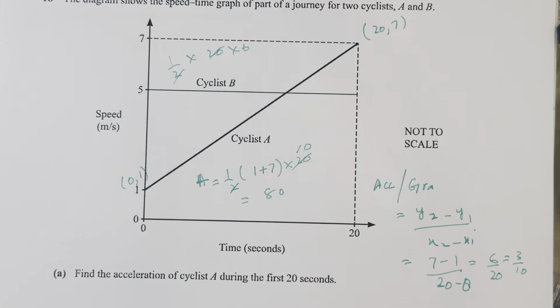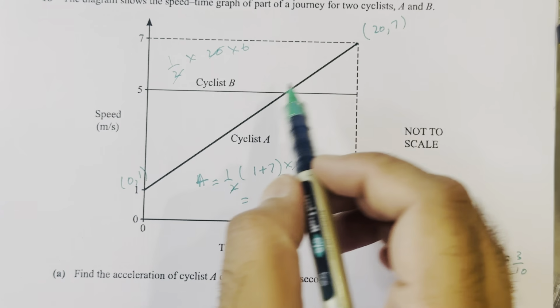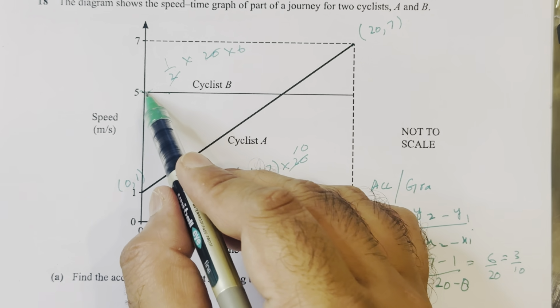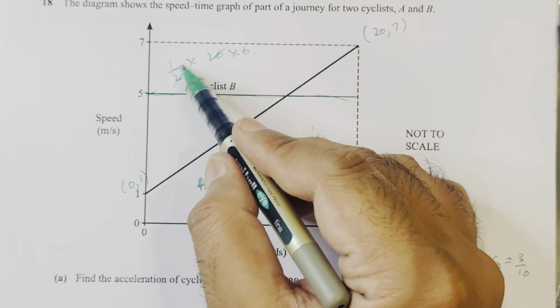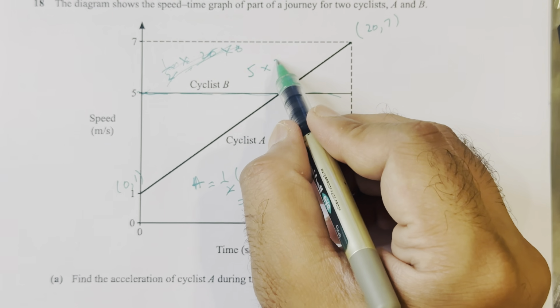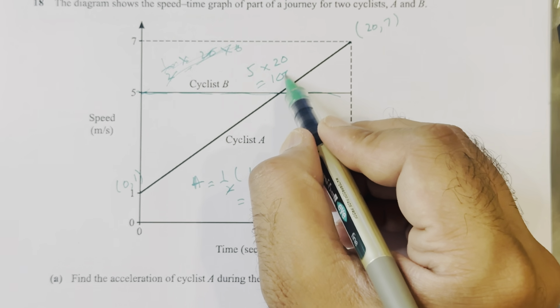Okay, cyclist B is okay. We need to take this area. Cyclist B is traveling in a straight line, so we don't need to calculate the area of a triangle. We need to calculate the area of a rectangle. 5 into 20, that would be 100.